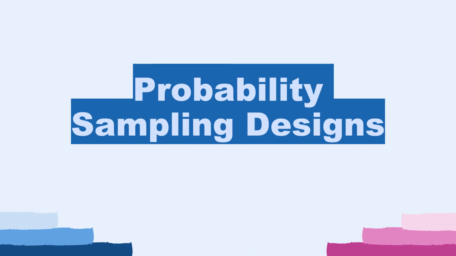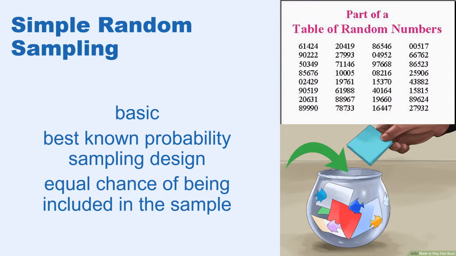Next, there are different probability sampling designs. In probability sampling, you will encounter several. There are 5 most common. The first one is simple random sampling. It's perhaps the most basic available to us. It's the best known probability sampling design, perhaps the most popular. And it gives us equal chances of being included in the sample. Of course, all of the probability sampling designs would give us equal chances of being included in the sample.